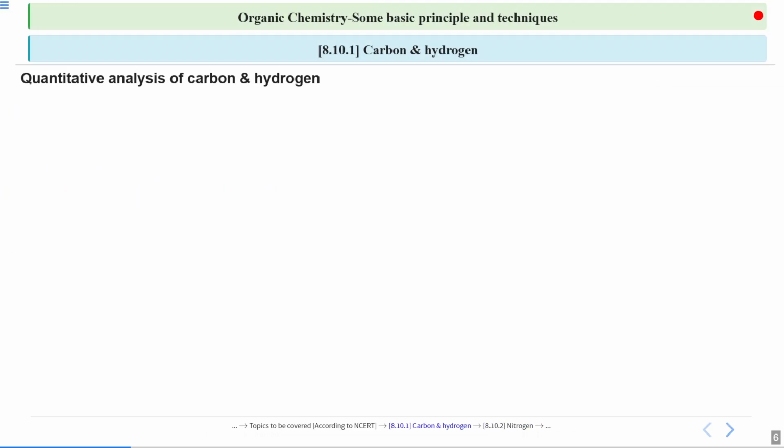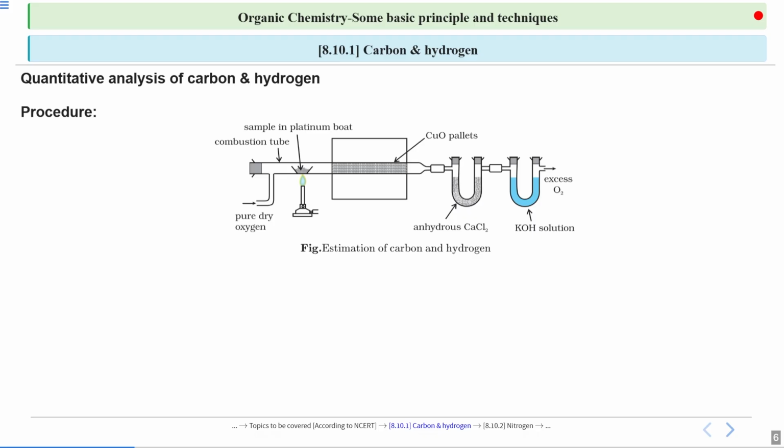Now moving on further, let us look at the procedure for this analysis. Here you can see a diagram showing the setup used to estimate carbon and hydrogen. Notice the different parts of the apparatus, each plays a specific role in ensuring accurate results.